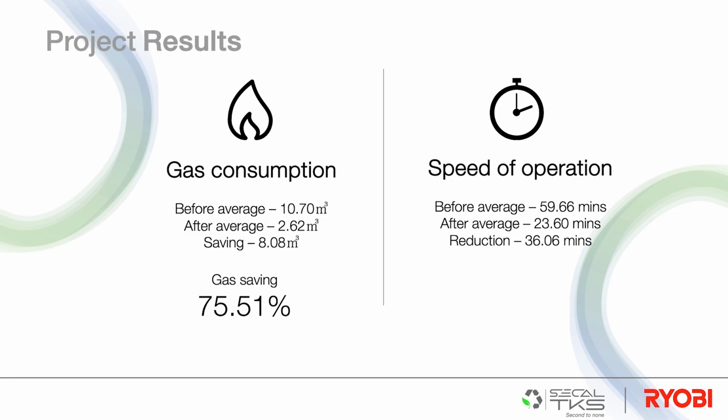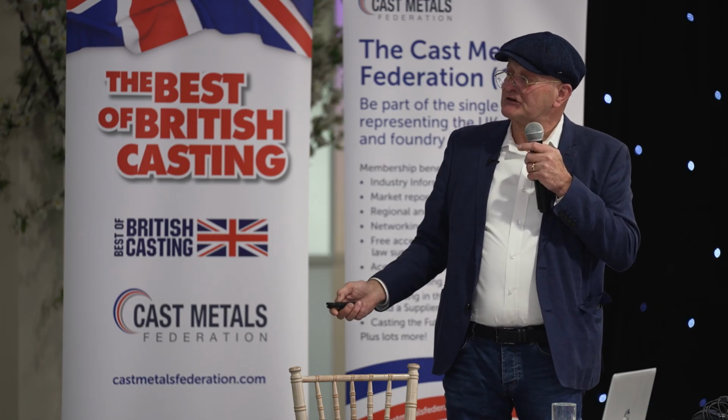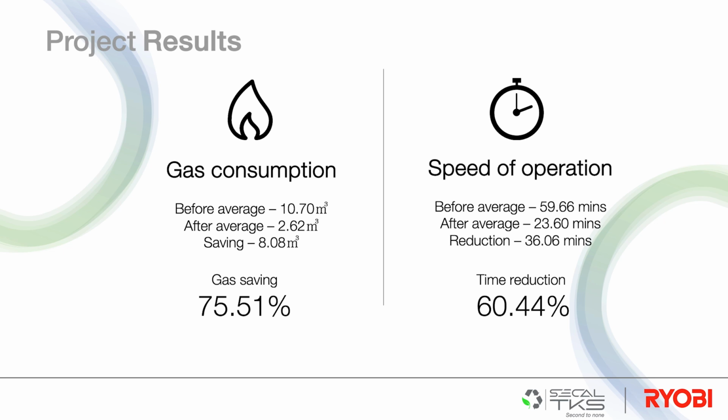Speed of operation. It originally took an average of just under an hour to get the ladle to the cell temperature for it to then go into service. With the emitter, we achieved the average of 23.6 minutes. That again saves 36 minutes, which gives a reduction of 60.4%. Again, that's a matter of fact, it does it.